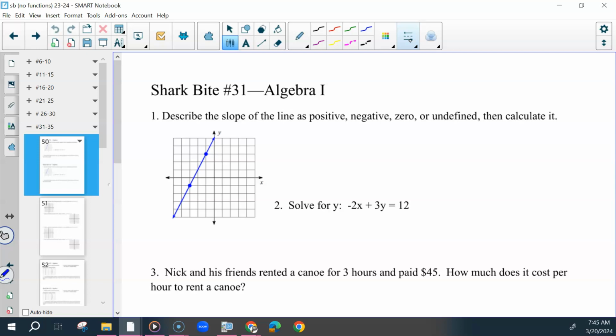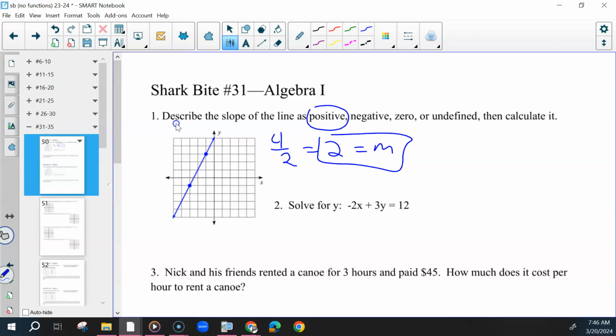Alright, hey. Let's focus. Number 1, describe the slope. This is going up and to the right, so positive. And then if we count, this is going up 1, 2, 3, 4, over 2, which is... We both got it wrong. So you need to have both positive and m equals 2 for that answer. Okay. Questions there?